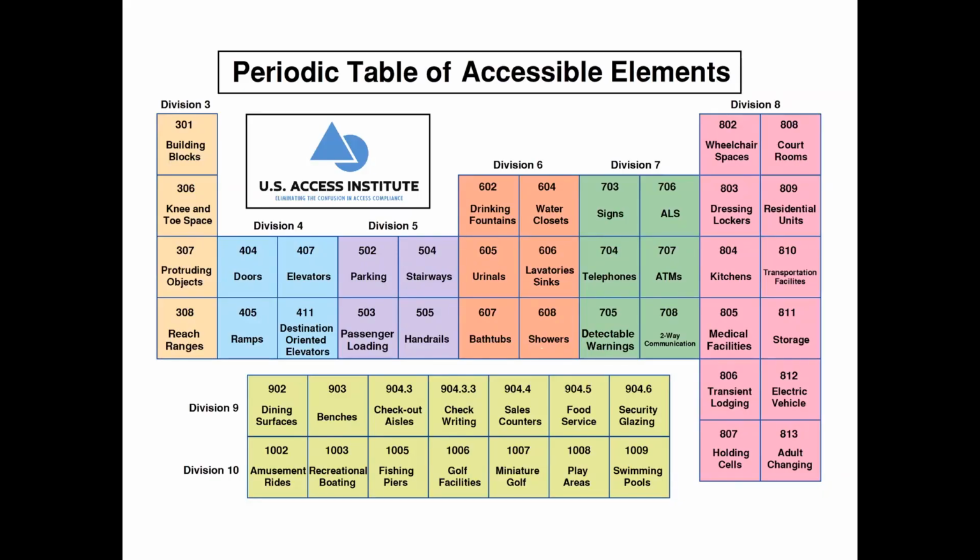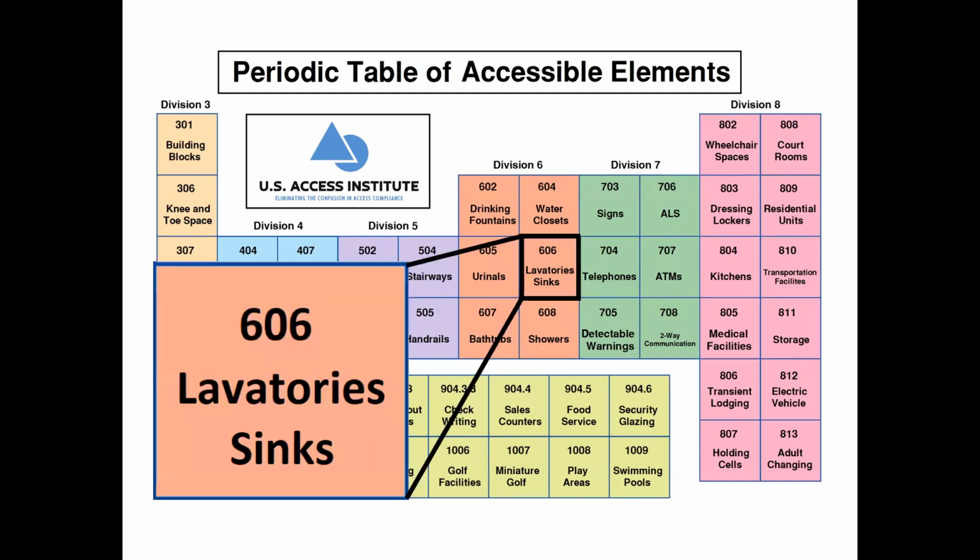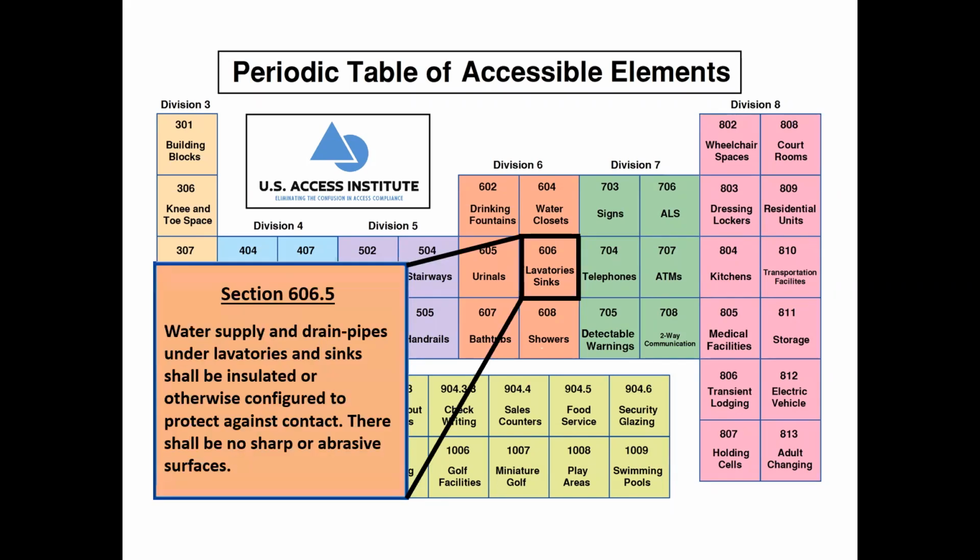First, we start with the periodic table of accessible elements. It's not a real table in the access standard sense of things, but hey, we want to make access fun. Next, we look at section 606, and that covers lavatories and sinks. Then we'll drill down to section 606.5 that reads, water supply and drain pipes under lavatories and sinks shall be insulated or otherwise configured to protect against contact. There shall be no sharp or abrasive surfaces.